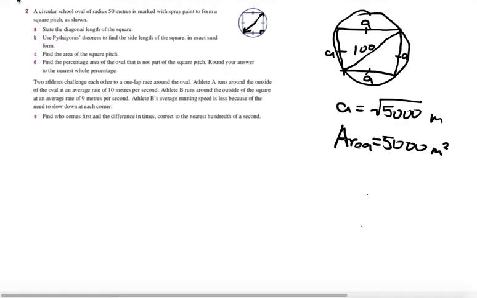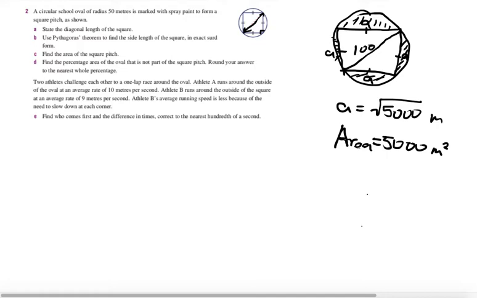Fantastic. All right, so moving on, part D, find the percentage area of the oval that is not part of the square pitch. Round your answer to the nearest whole percentage. So we want to find out the percentage of the oval that's not part of the square pitch. So that's going to be everything that sits outside of the square.